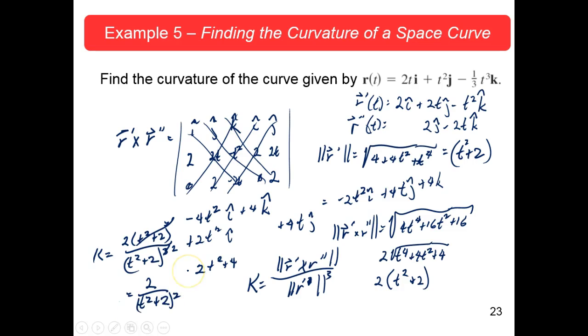Did they say where? Find the curvature given by that. So this is going to be a function of time, t, whatever your parameter is there. They did it with the unit tangent vector, which is perfectly fine too. I think this way may have been just a little bit simpler, but you come up with the same answer either way: 2 over t squared plus 2.